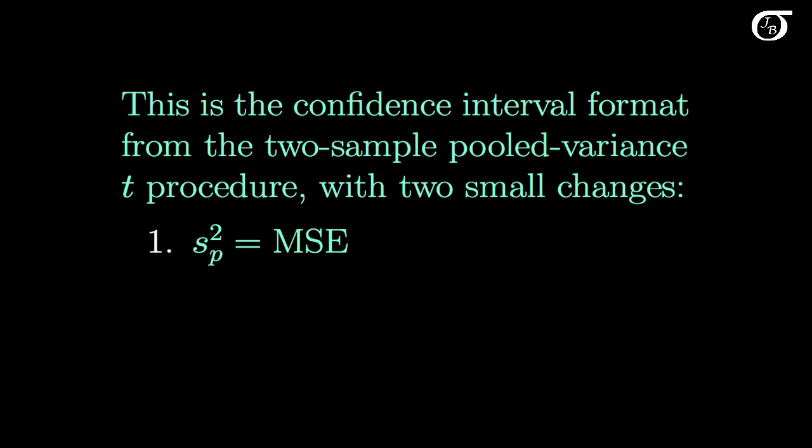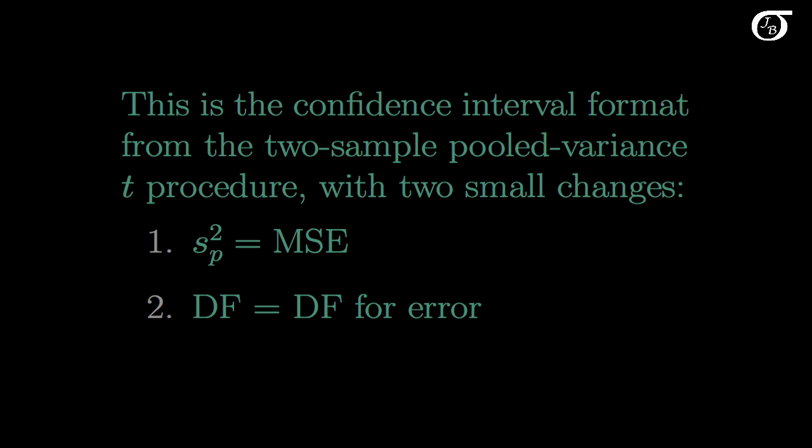And our standard error is given down here. You might notice that this confidence interval format is the same as that of the two-sample pooled variance t procedure, except there's going to be a couple of small changes. First of all, for a pooled variance, we are using the mean square error from the ANOVA table. Mean square error is the pooled variance for all of the groups combined. And secondly, since we are using the mean square error for our pooled variance, we should use degrees of freedom for error for degrees of freedom for the t.